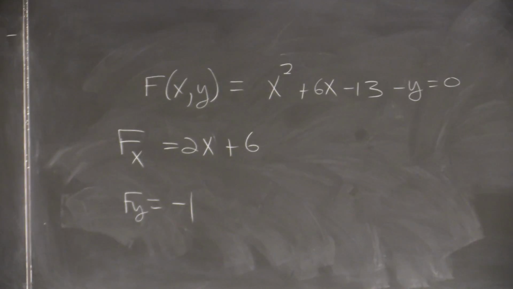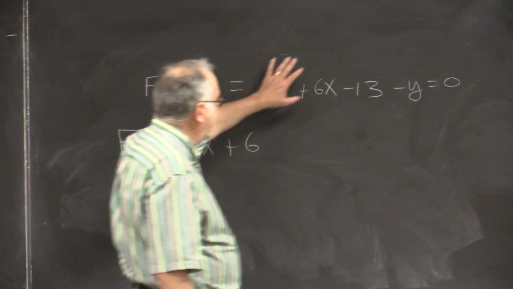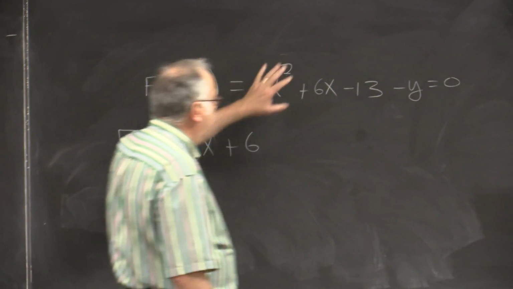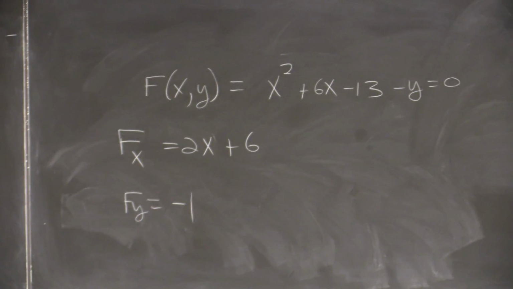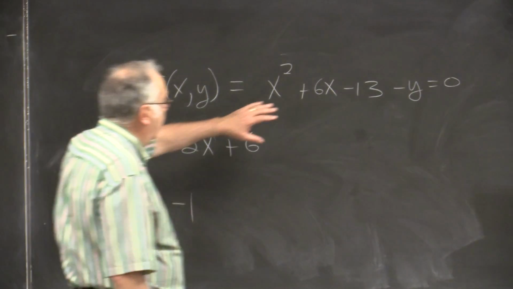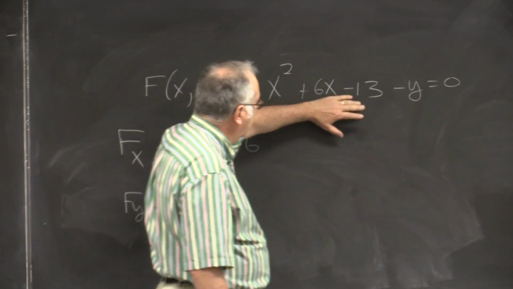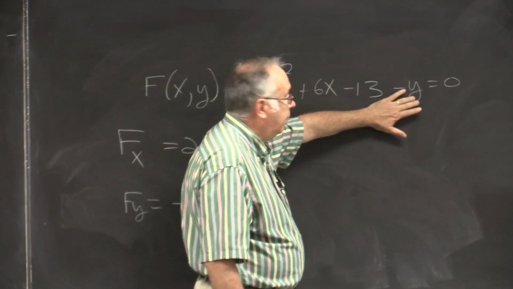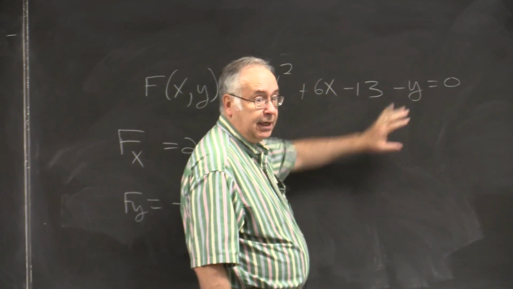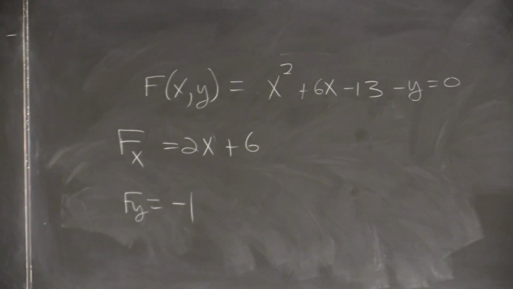So if you could find a point satisfying this equation, then there exists a neighborhood around that point in which y is explicitly a function of x. So then all the assumptions of the implicit function theorem hold. One obvious point would be x equals 0. That drops out, that drops out, and y would be minus 13. So that would be a point satisfied. So we can find a neighborhood around that point in which y is a function of x.